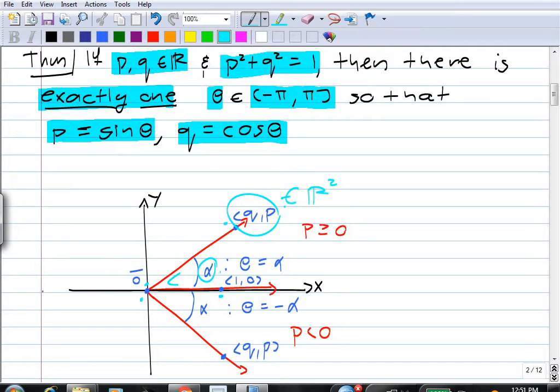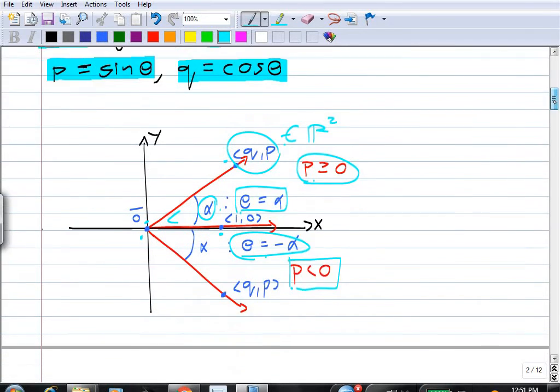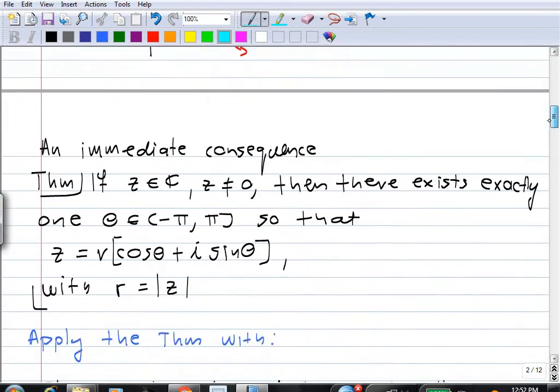Now, if p is bigger or equal to 0, we simply take theta to be alpha. If p is less than 0, then we take theta to be minus alpha. Right. And that's where we get this number theta from. Now, an immediate consequence of this is the following.